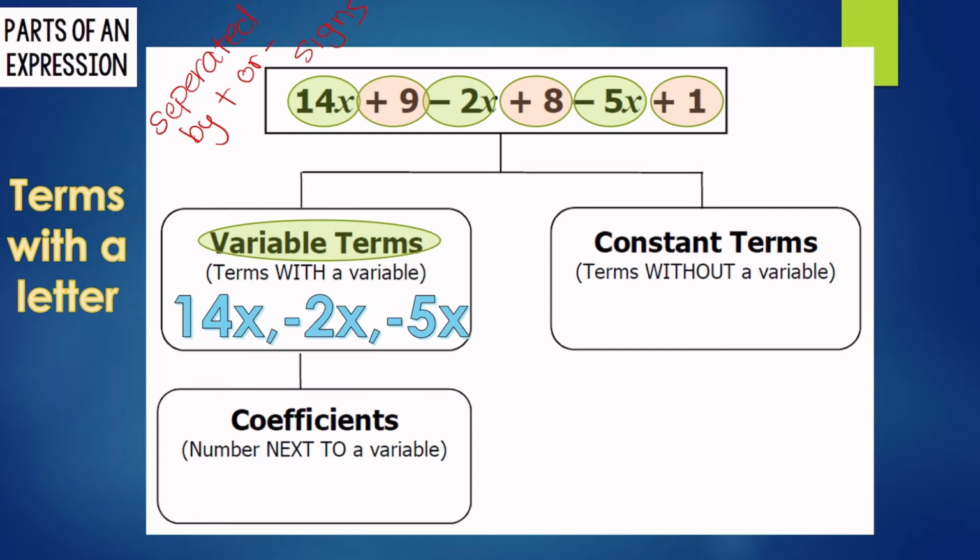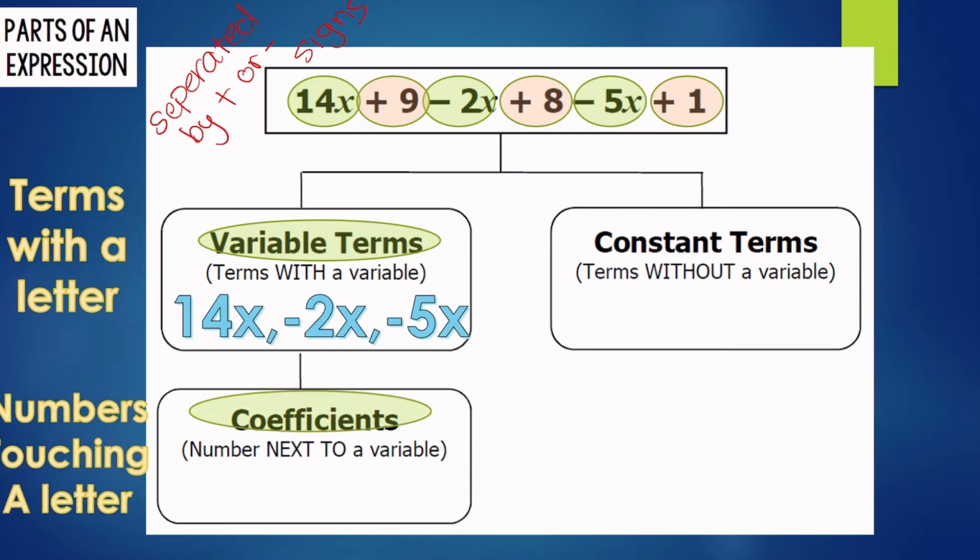Something else, a coefficient. A coefficient is the number touching your letter. It's the number part of your term, or variable term, I should say. If I were to ask you what's the coefficient, it needs to be just a number answer. You cannot include the variable. So 14, negative 2, and negative 5.